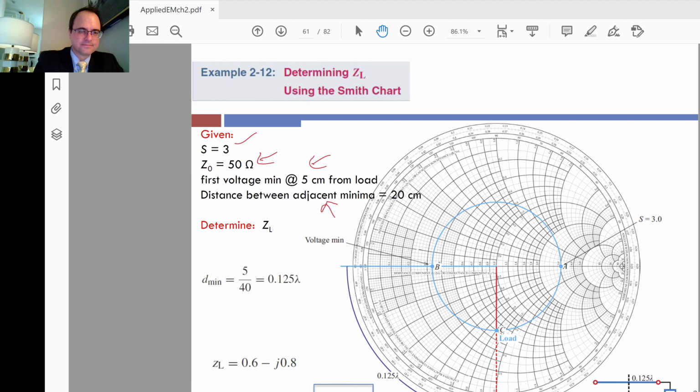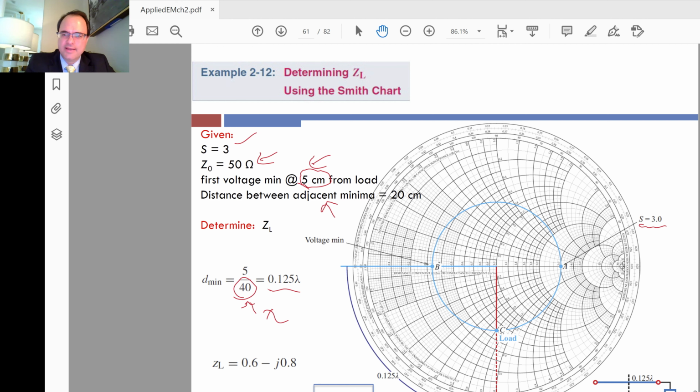Okay, now they give us that the first voltage minimum is at 5 centimeters. So in terms of lambda, 5 centimeters is only 12.5%. So this d min in terms of lambda is 0.125. Okay. All right. So we've gotten that information, and we know that our line is 50 ohms. All right. Now we haven't used this fact yet, the S being equal to 3. Okay. So this S is equal to 3.